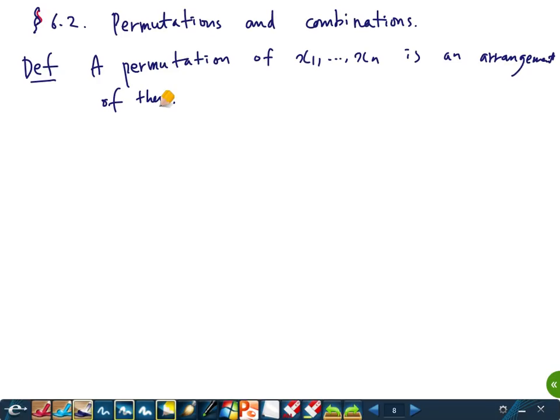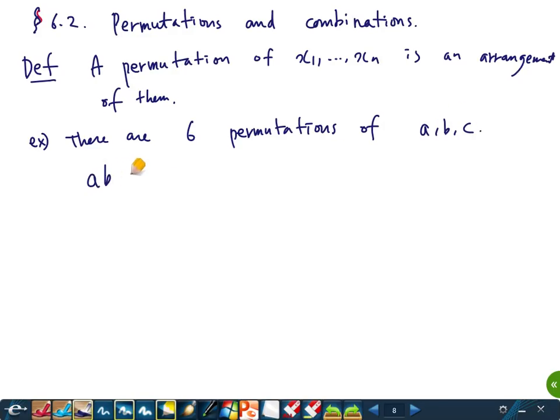Very, very simple. So, for example, there are 6 permutations of ABC, because we can write ABC or ACB or BAC, BCA, CAB, CBA. So these are all permutations of ABC. You just arrange them.